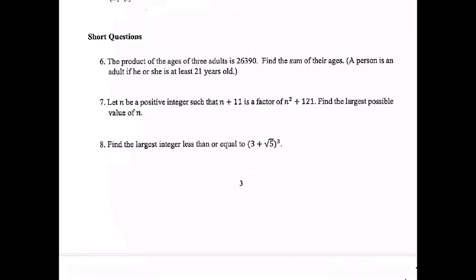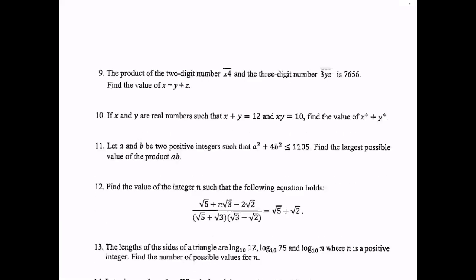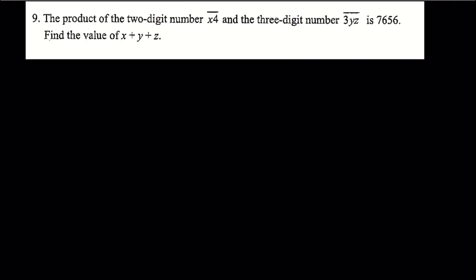Next, I'll skip questions 8 and 10 for now and see if there are any easier ones. This brings us to question 9. Question 9. The product of the 2-digit number x4 and the 3-digit number 3yz is 7656. Find the value of x plus y plus z.